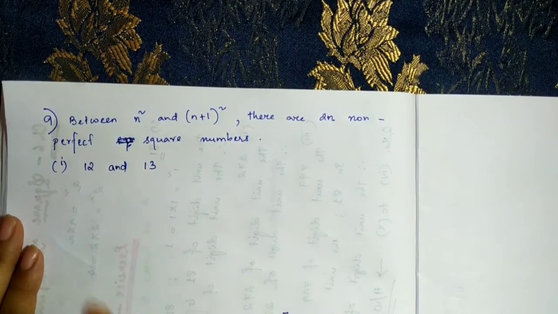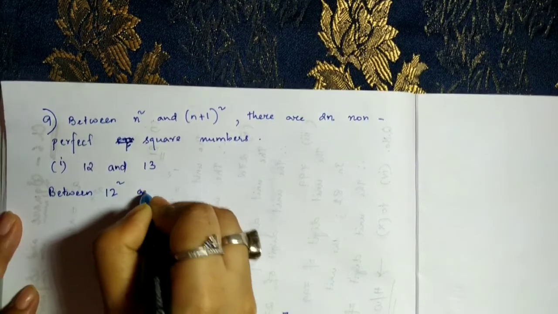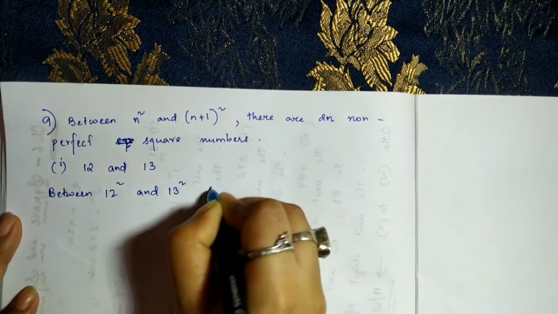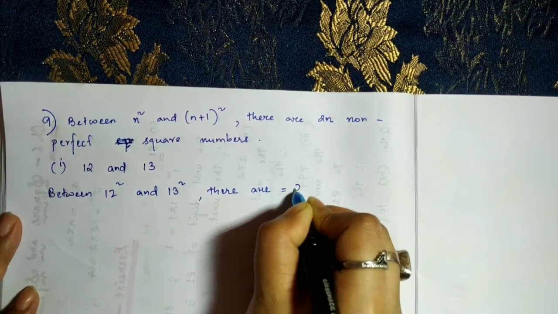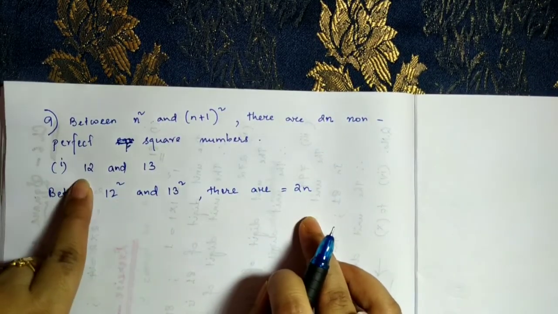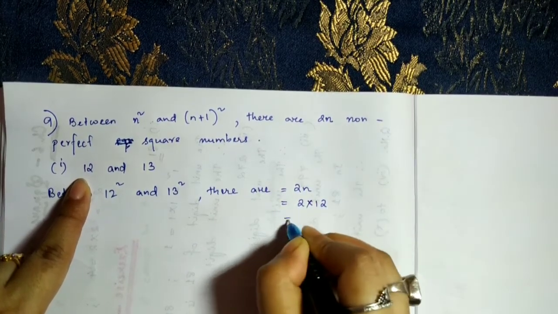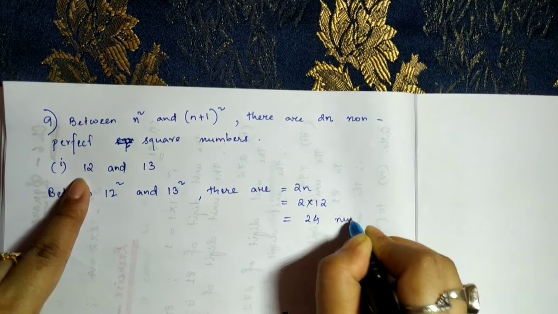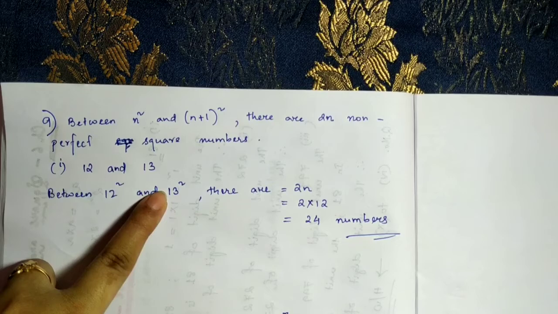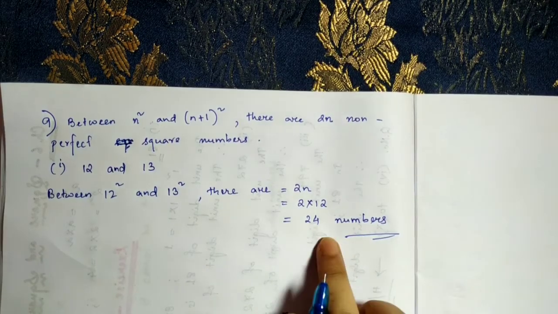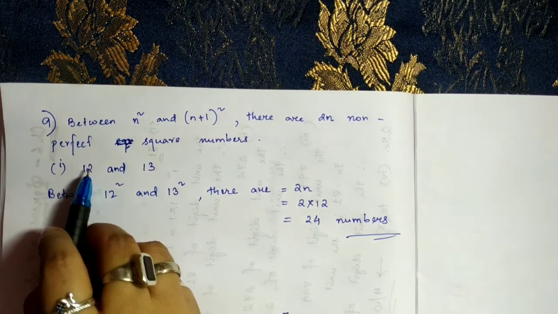So what we have to do: between 12 square and 13 square, there are how many numbers? There are twice n, 2n numbers. 2n means, here n is 12. So it will be 24 numbers. So if you find out, 12 square is how much? 144. 13 square is 13 13s are 169. If you count, you will see that there are 24 numbers in between them. Just multiply 2 with the first number, that is n.